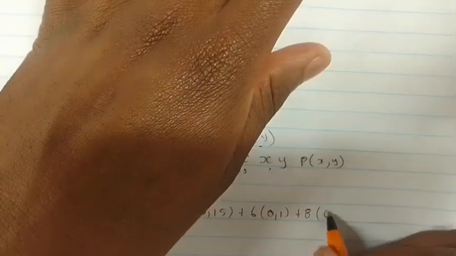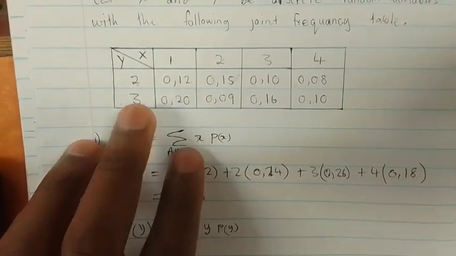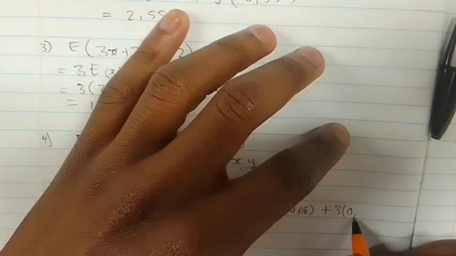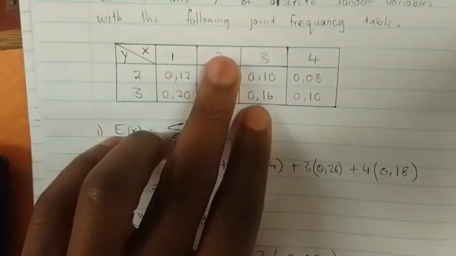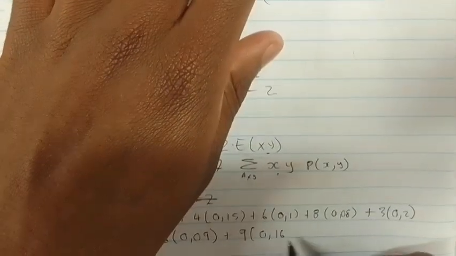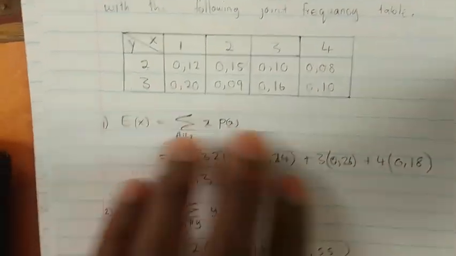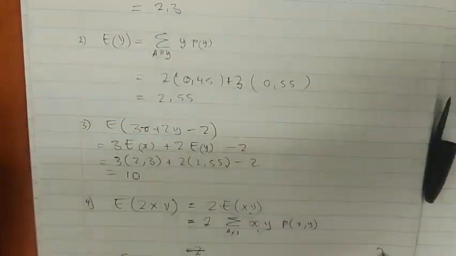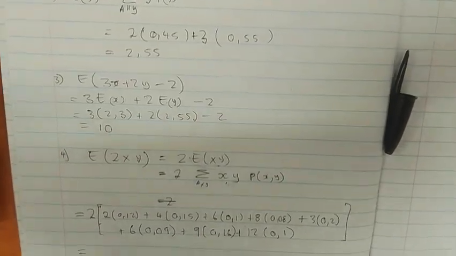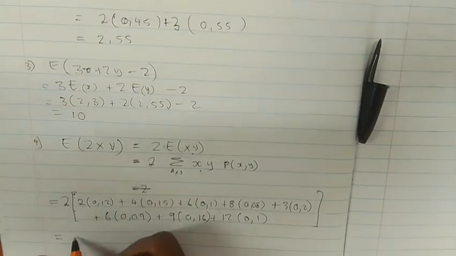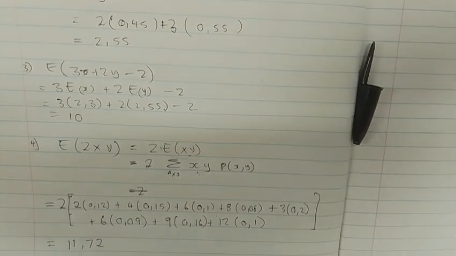You multiply that with 0.08, plus, I'm running out of space here, 1 times 3, that's 3, multiply that with 0.2, plus 2 by 3 is 6, multiply that with 0.09, plus 3 by 3, that's 9, you multiply that with 0.16, plus 4 by 3, that's 12, you multiply that with 0.1. And then after adding all of this together and multiplying that by 2, put it in a calculator, it must give you 11.72. Let's just confirm it.